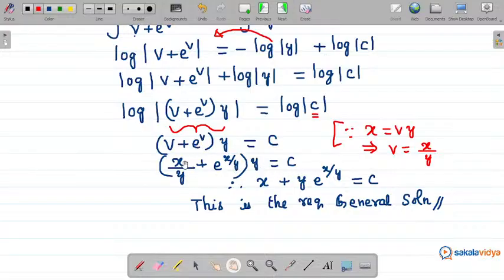Open the bracket. X by y into y, y gets cancelled, x plus e power x by y into y. That is y into e power x by y is equal to c. This is the required solution. Okay, I hope you might have followed this one now.